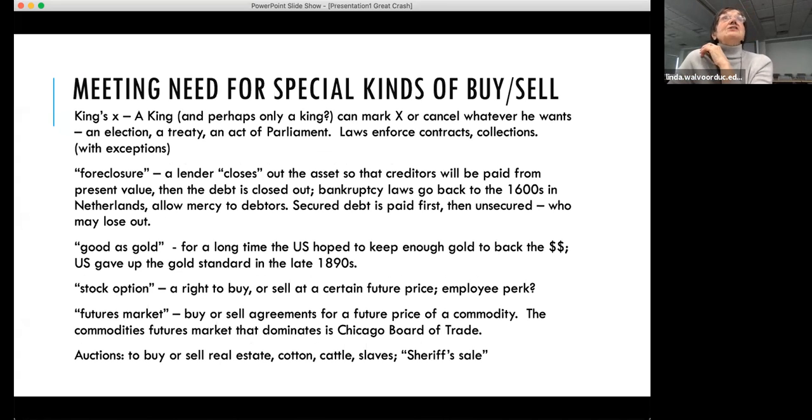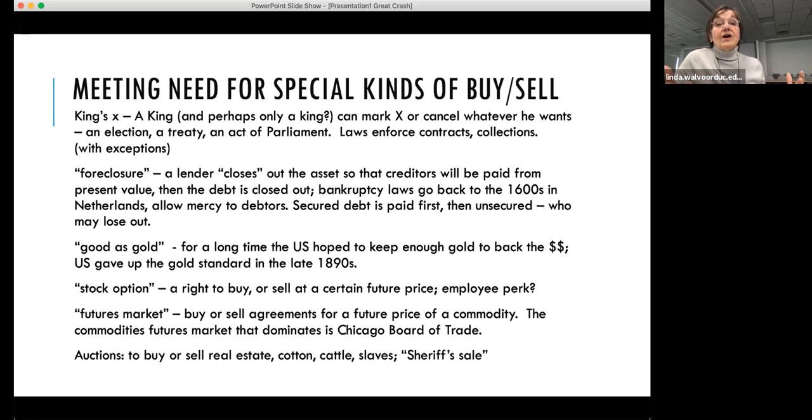As the stock market develops, we develop both terminology and casual sayings that show the sophistication of our financial structures and the many, many kinds of buying and selling that we do. King's X is the old idea that a king can cancel anything he wants. But other than that, laws enforce contracts and collections with exceptions.